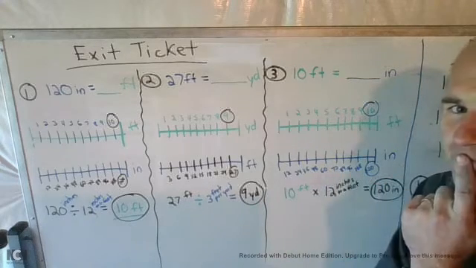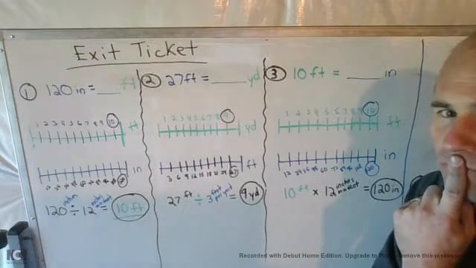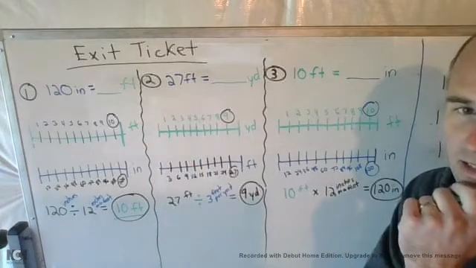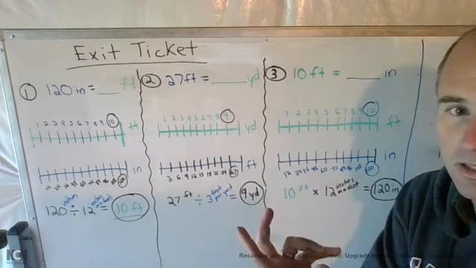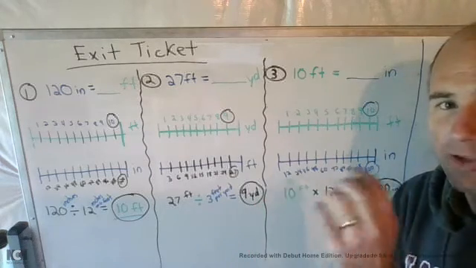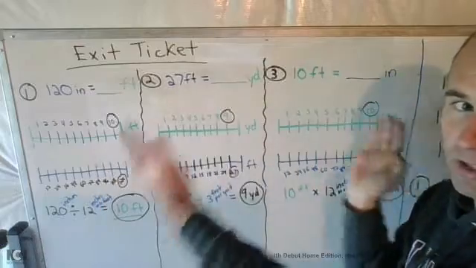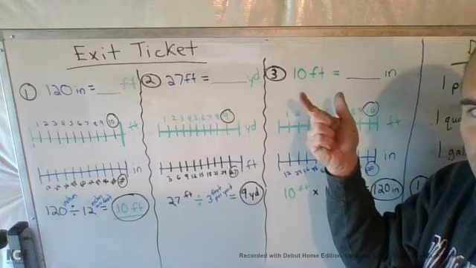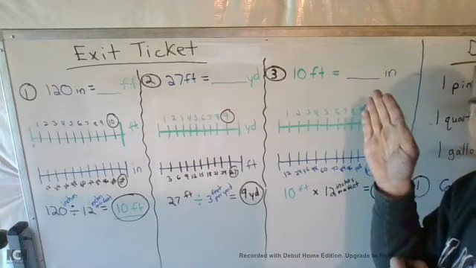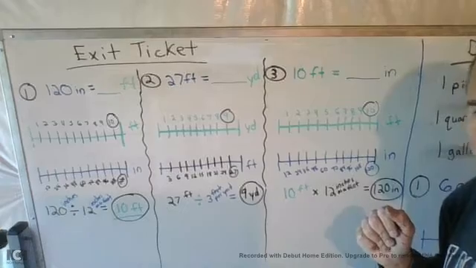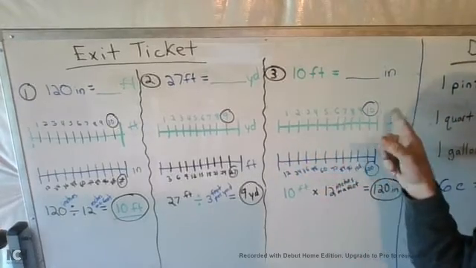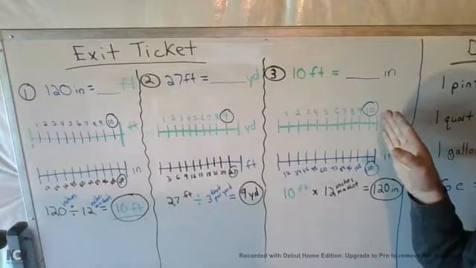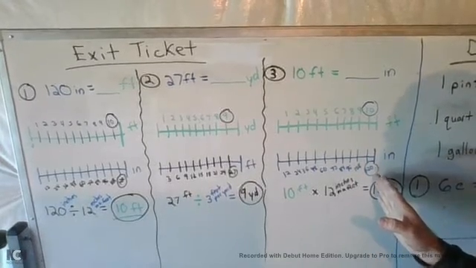Lastly, Mr. Brislin, this looked very similar to the original first problem of the exit ticket. You're right. I wanted to see if you could recognize the reverse. So in this case, I gave you the 10 feet, which I want to know how many inches that would give you. So I counted my 10 feet, counted by 12s until I found out that 10 feet is 120 inches.